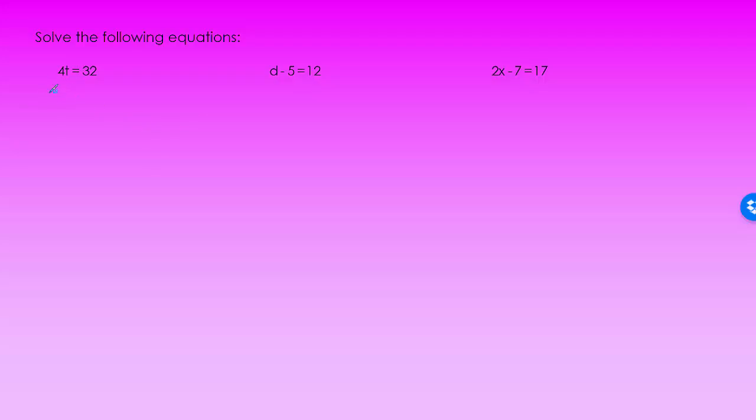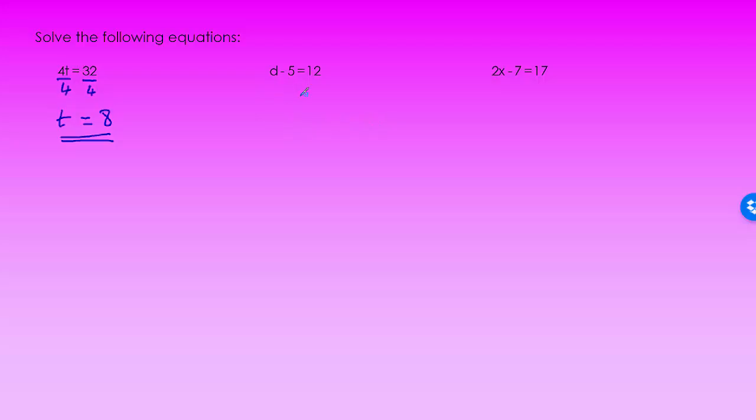What is this 4 doing to the t? It's multiplying it. So do the opposite. Divide both sides by 4. We have to divide this side by 4 to get the t on its own, and once you've decided what you're doing to one side of an equation, you do the same to the other side. So this would give me t. 32 divided by 4 is 8.